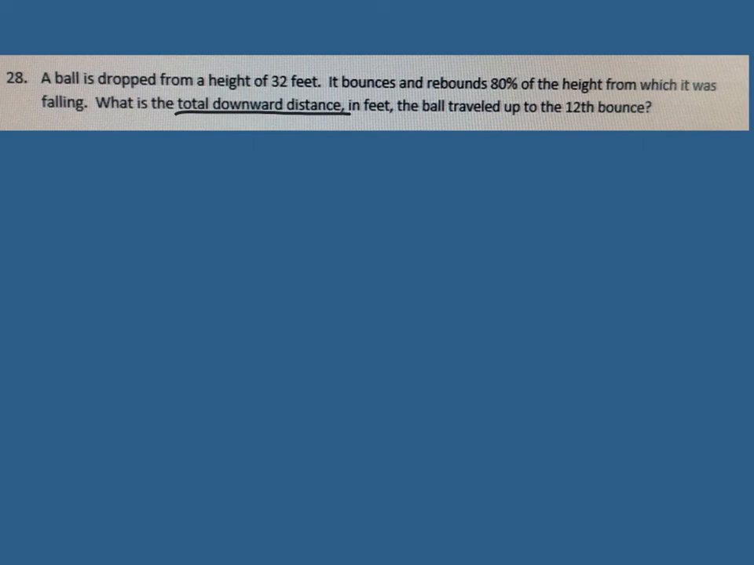Okay, I'm just going to say this question doesn't say what to round to, and in the end we are going to have to round, so let's round to the nearest foot. Okay, so we're trying to figure out the total distance that the ball traveled up to in the 12th bounce. So we're going to use our formula, and we're looking for S sub 12, right? The total distance the ball traveled up to in the 12th bounce.